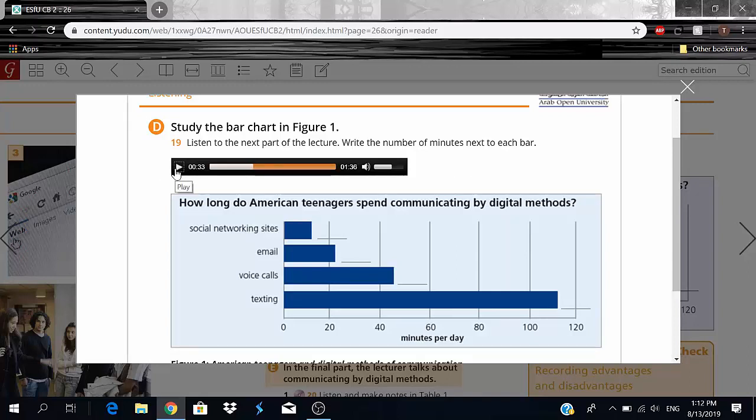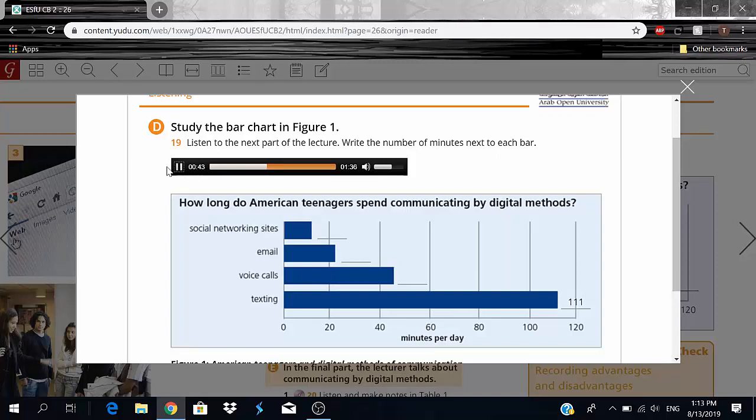Okay, so let me actually pause this for a second here. He said that American teenagers on average spend about 111 minutes a day texting friends. So basically, they spend 111 minutes every single day texting. So we'll write down 111. That's the average minutes per day that they consume texting their friends.